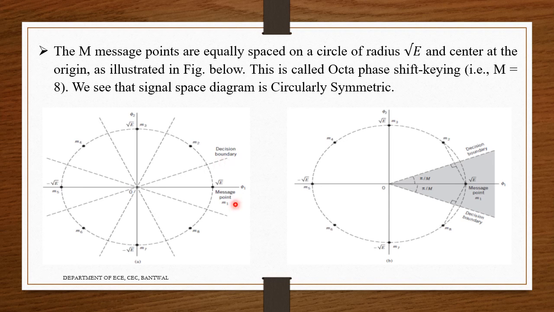So the 22.5 plus 22.5 will be 2 into 22.5, that is a 45 degree. So this is how, because M is equal to 8, we call this the octal phase shift keying. Okay, so this is how we draw it, the end use of the M-ary PSK.